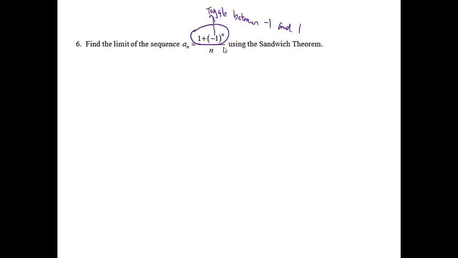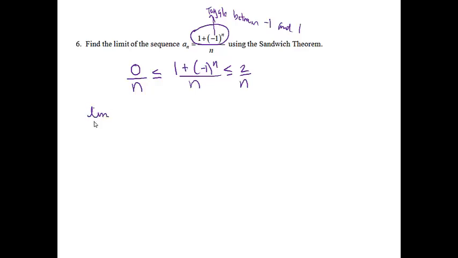So if I used negative 1, 1 plus negative 1 would be 0. And then if the other term would be 1, 1 plus 1 would be 2. So I know the numerator is going to toggle back and forth between 0 and 2. So those are the sequences that I can sandwich them between. So I can sandwich the a sub n in between those two.